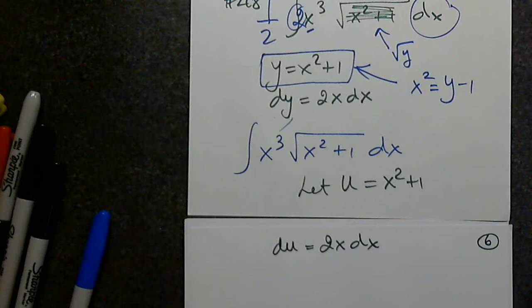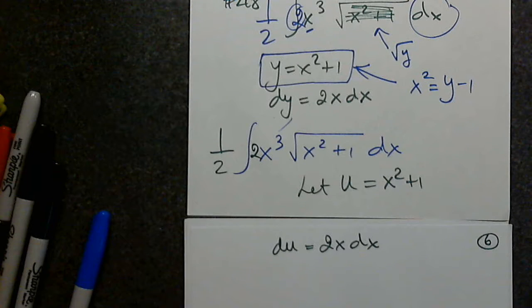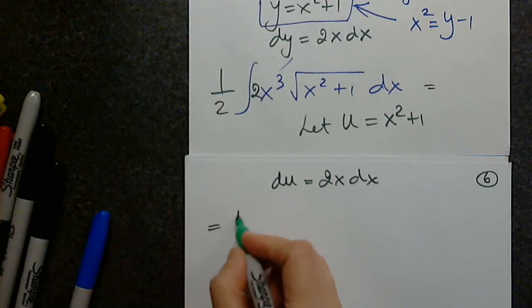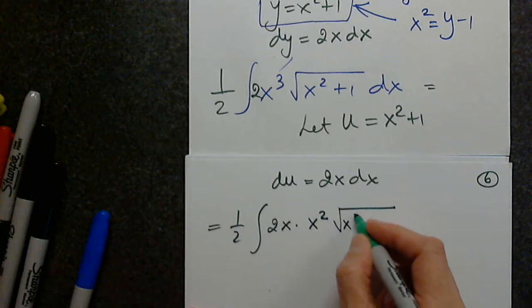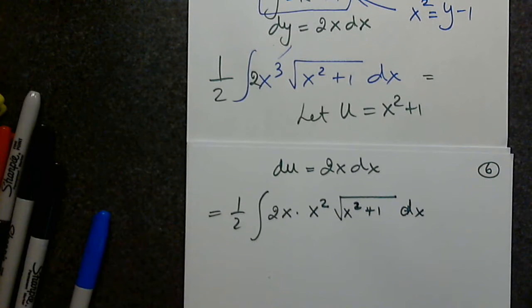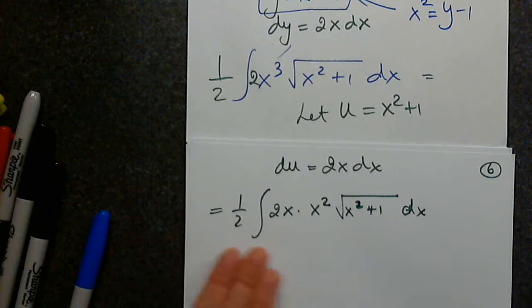Agreed? So I don't have the 2, but remember, a constant will never create a problem. If it's -1 or 1500, it doesn't matter. I can multiply and divide by 1500. So it would become 1/2 times the integral of, 2x times x squared times the square root of x squared plus 1 dx. Have I changed anything? The answer is no. Instead of x cubed, I have x times x squared. Is that okay? Instead of 1, I have 1/2 times 2. So this is still the original integral.